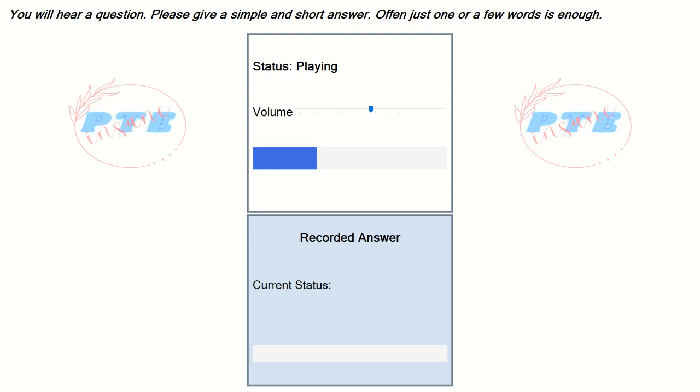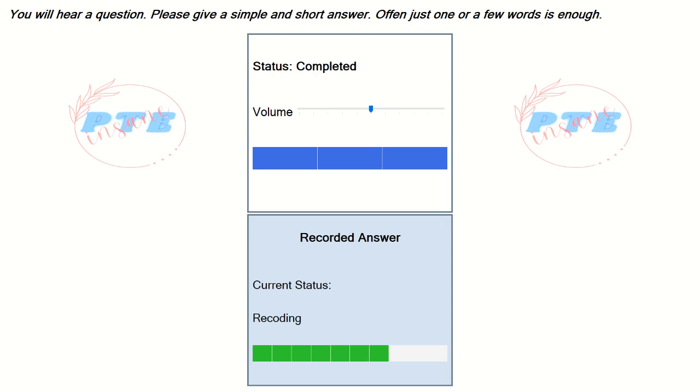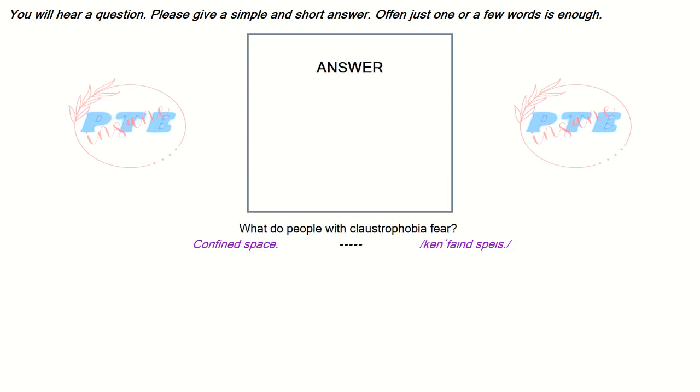What do people with claustrophobia fear? Confined space.